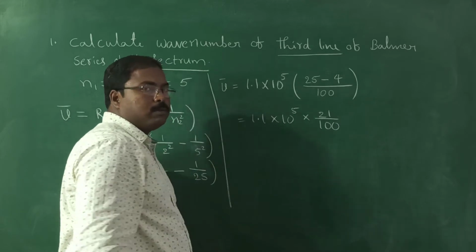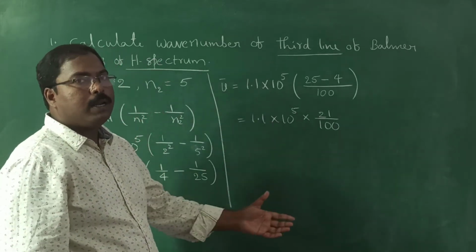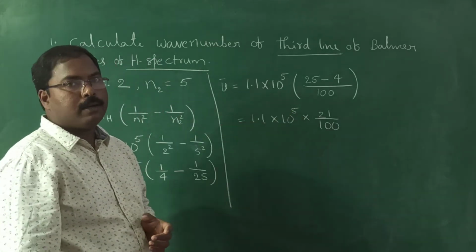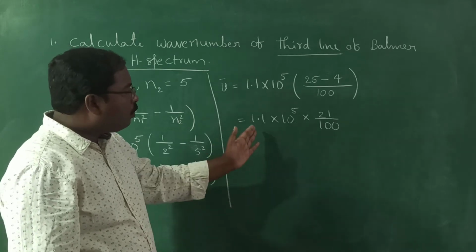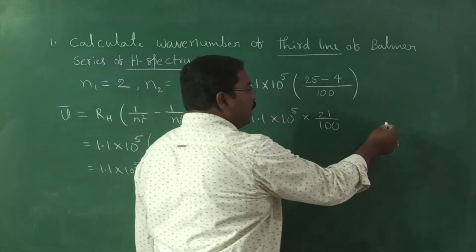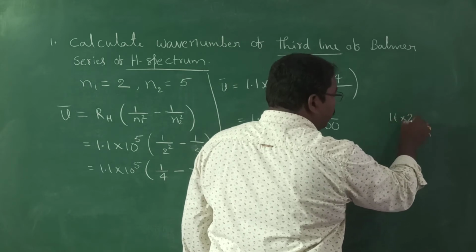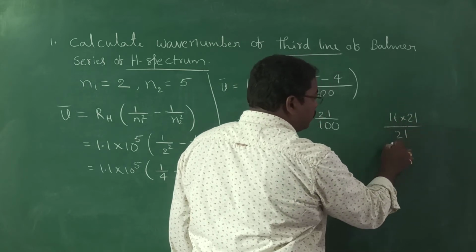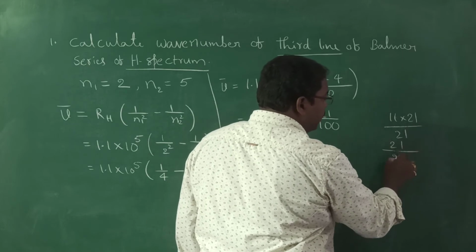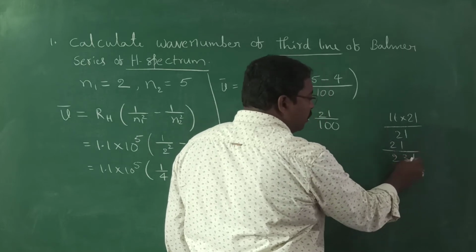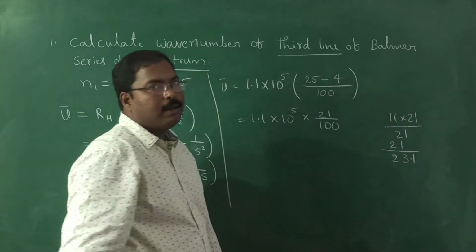So here 10 to the power 5 is there. 1.1 into 21. 1 into 21 is 21. So 1.1 into 21. Okay? Or do it as 11 into 21. You do 11 into 21. So how much will we get? Exactly, if you see, it is 231. Nothing but 23.1 we will get.